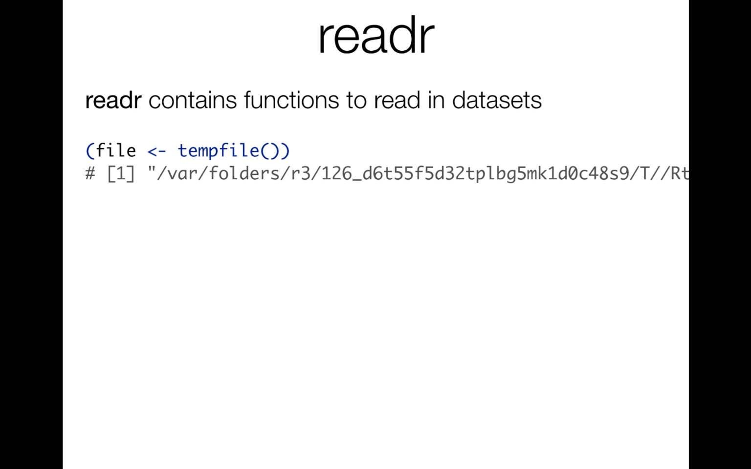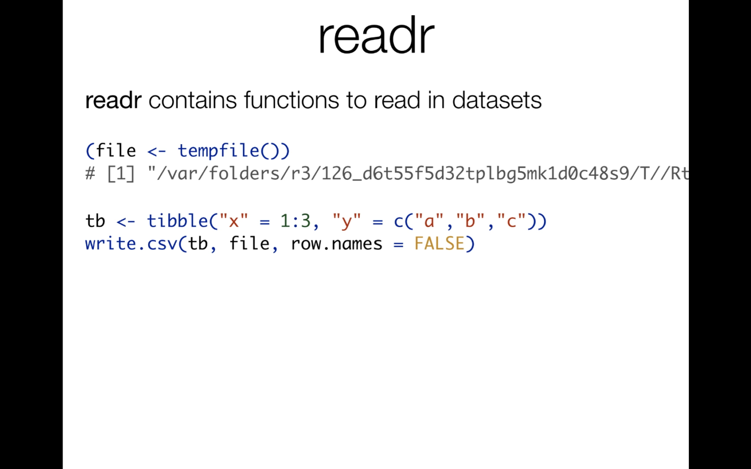And what I'm going to do is save a CSV file into it. So to start, I'm going to create a data frame with tibble, and I'm going to use the write.csv function. The object that I'm writing is called tb, the name of the file is file, and then I don't want to save the row names. Usually you don't want to save row names, and if you set row.names equals TRUE, which is the default, you'll have a useless column on the far left side that simply indexes the rows 1, 2, 3, 4, and so on.